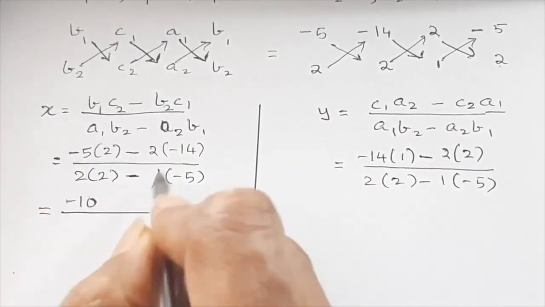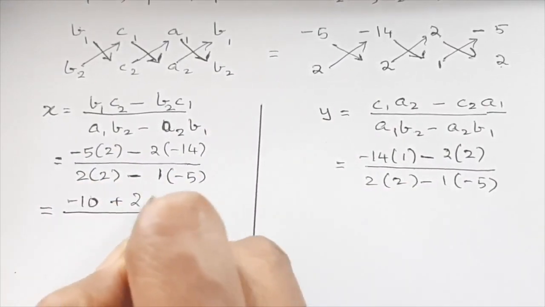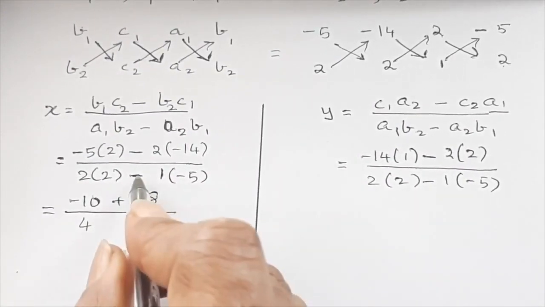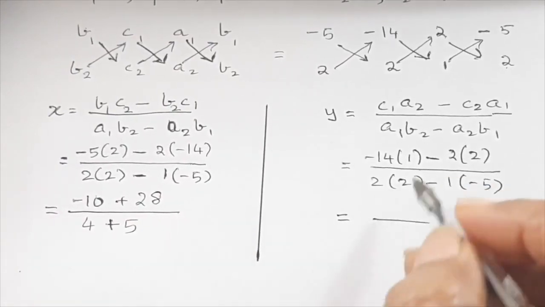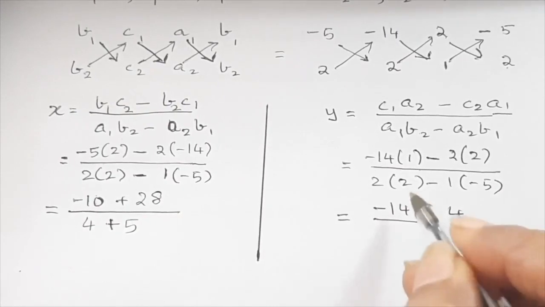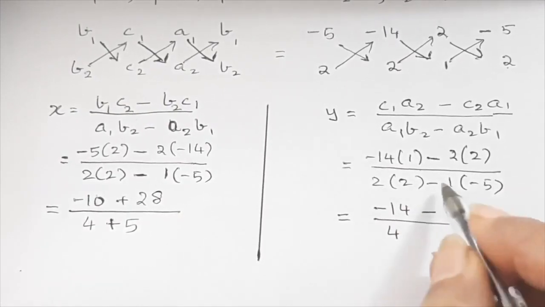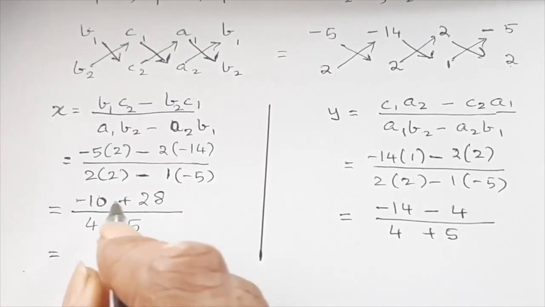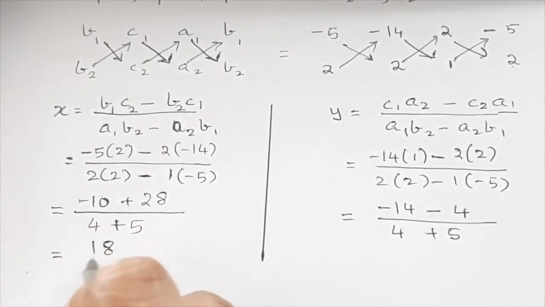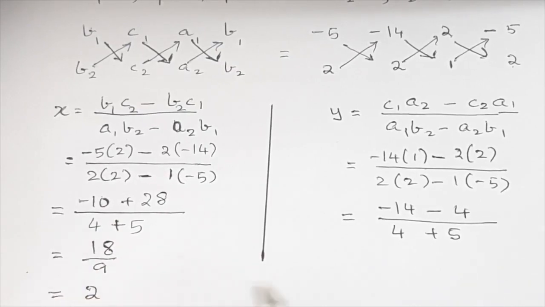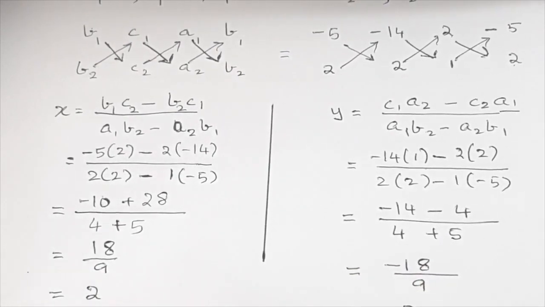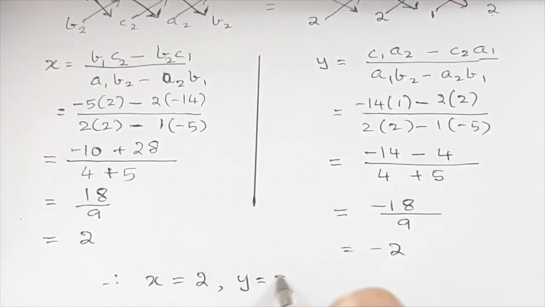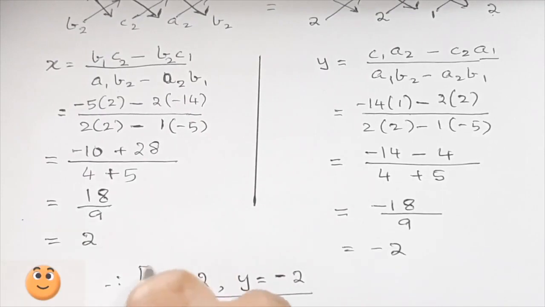This will be minus 10 and plus 14 is 28 and the denominator 4 minus into minus 5, so plus 5. And for our y value, it will be minus 14 minus 4 and here it will be exactly the same 4 and here plus 5. So we will have 28 minus 10, that is 18 upon 9, which is equal to 2. And here it will be minus 18 upon 9, which is minus 2. So we have therefore x equal to 2, y equal to minus 2, and this is our answer.